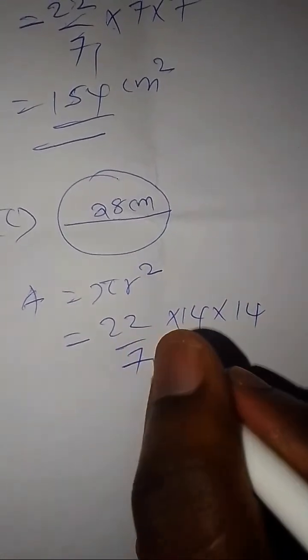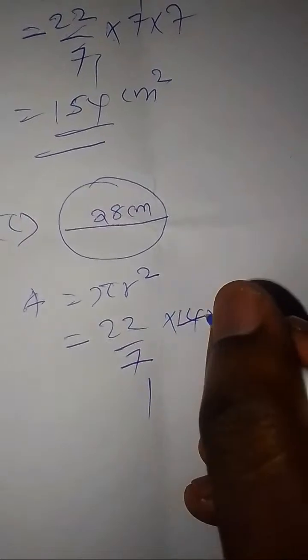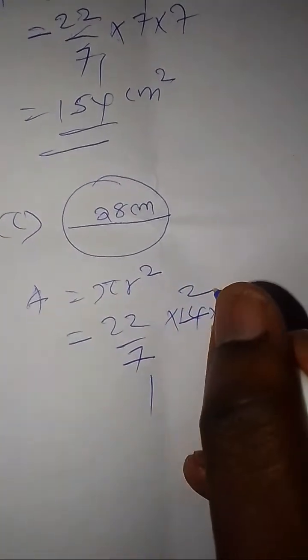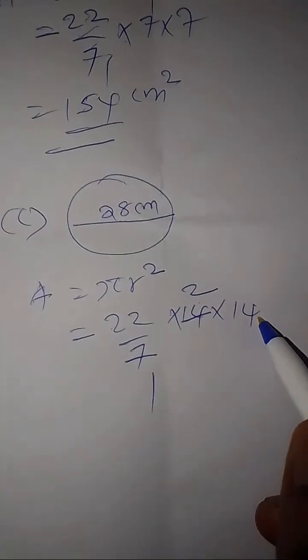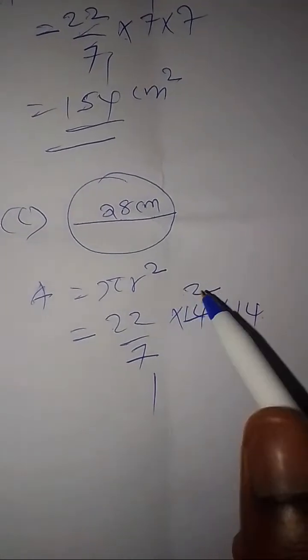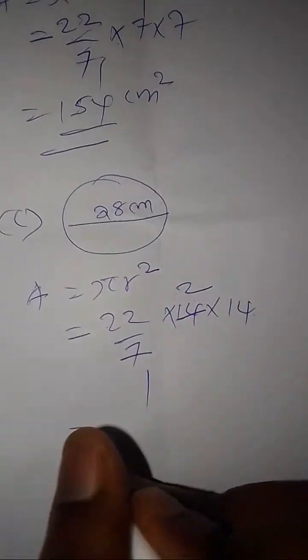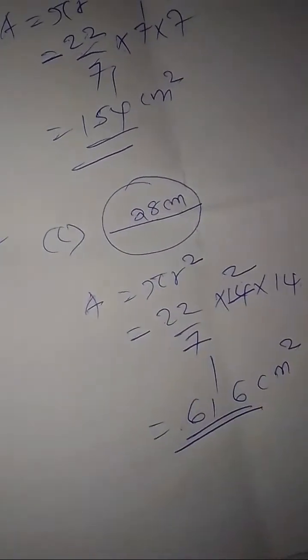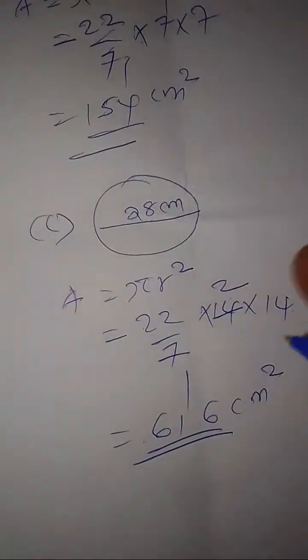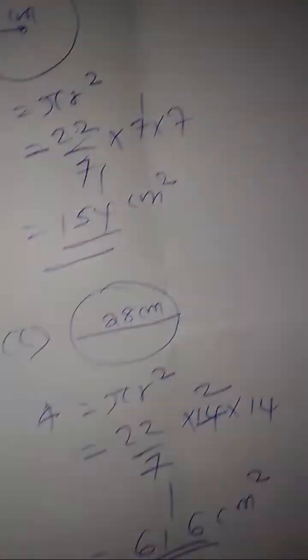So we shall have 7 here once into 14 twice. So we shall have 22 multiplied by 2 times 14. And 14 multiplied by 2 is 28. 28 multiplied by 2, the answer is 616 square centimeters. So that is how we found the area. Let's work out part D. Part D can be this way.